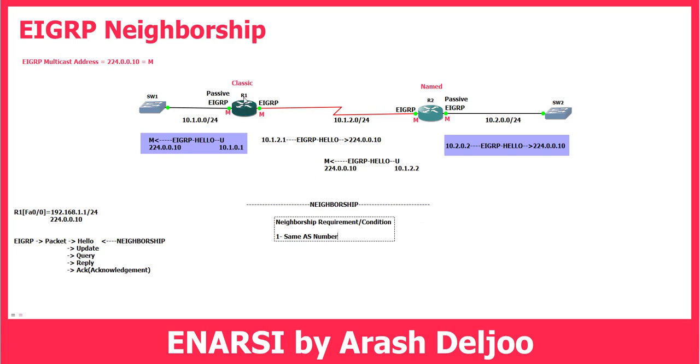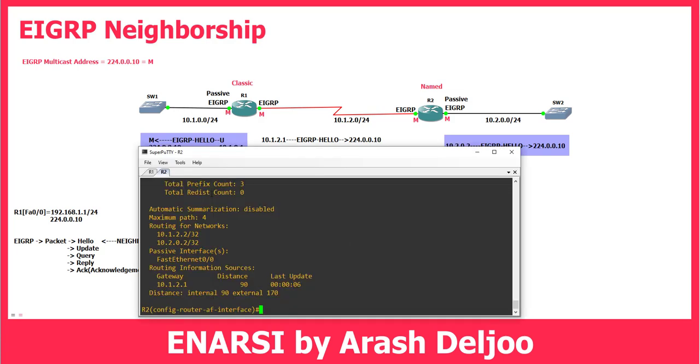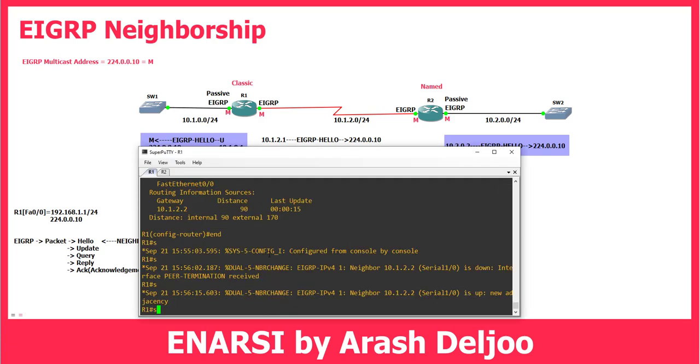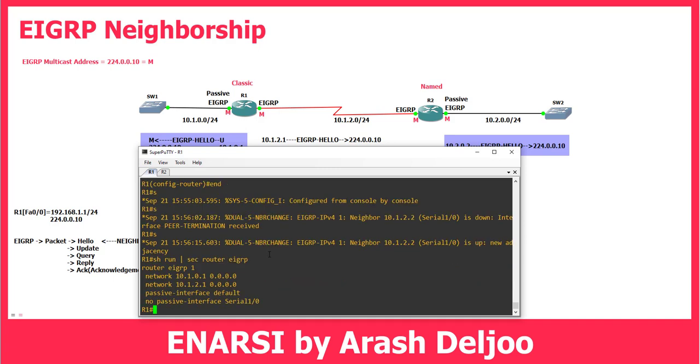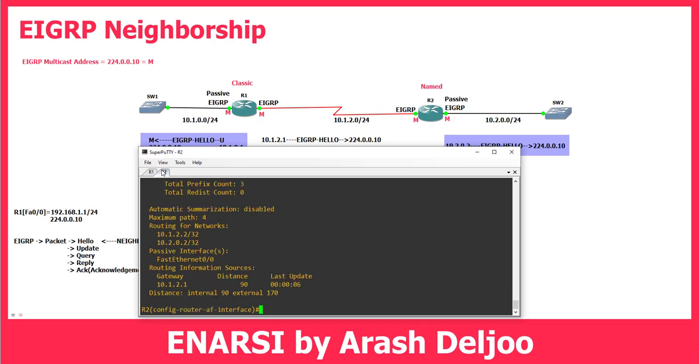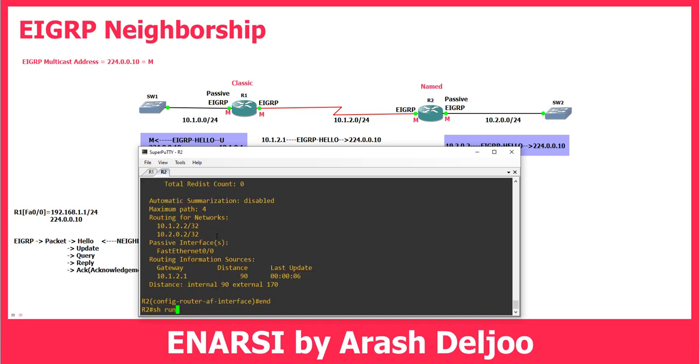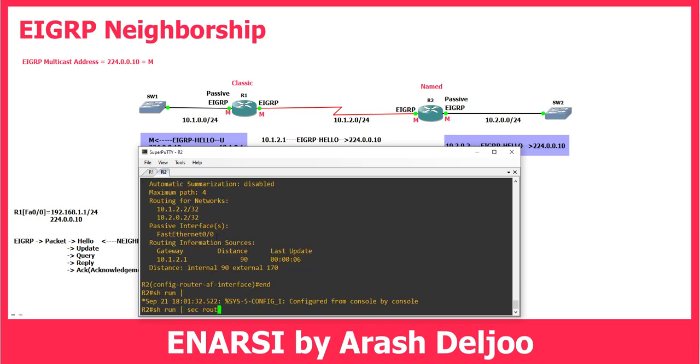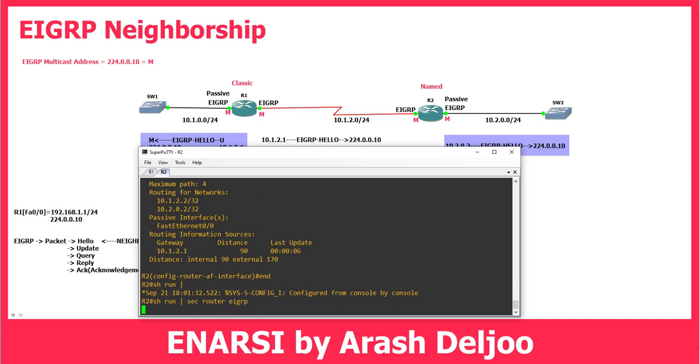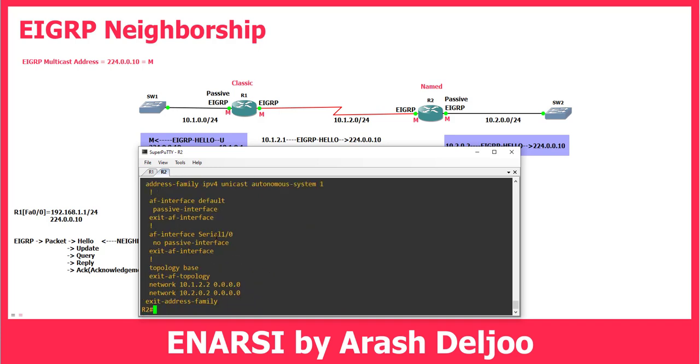You know that here in router 1 we have configured router EIGRP 1. Let me show you here: show run, then section router EIGRP. As you can see, we have configured router EIGRP 1, and it shows that we have configured the address family IPv4 unicast autonomous system 1. Okay, this means that the AS number is the same between these two routers.